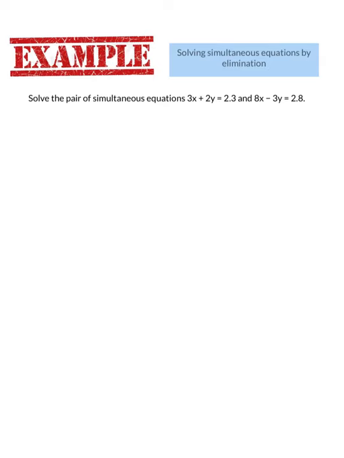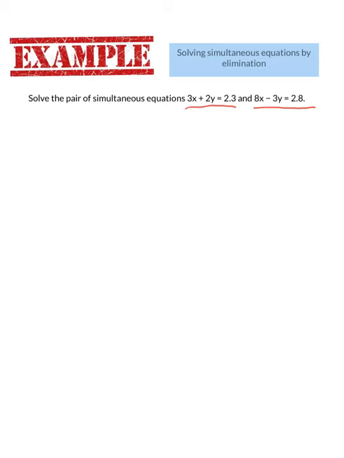So when we're solving simultaneous equations by elimination, we can't always just add or subtract those two linear equations to solve them. Sometimes we need to multiply them by a certain number so that we can add or subtract them to eliminate one of the variables. For instance, let's have a look at this one. Solve the pair of simultaneous equations. 3x plus 2y equals 2.3 and 8x minus 3y equals 2.8.